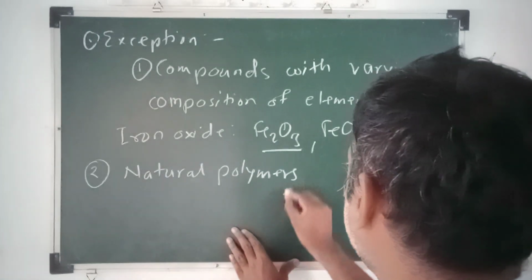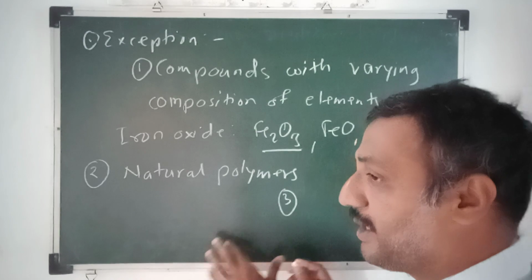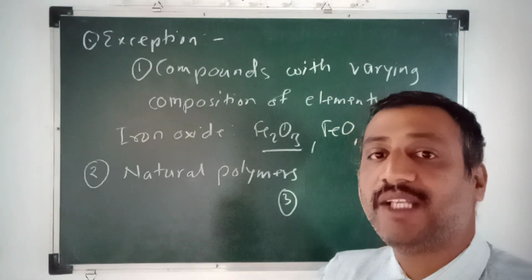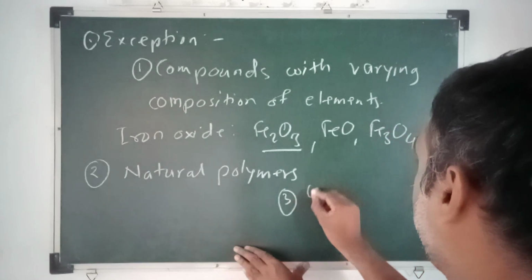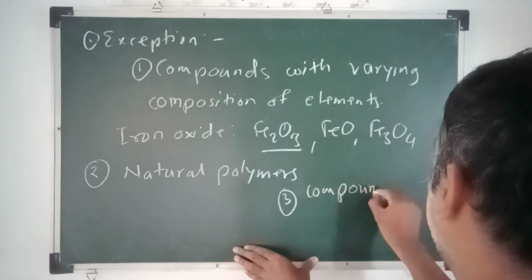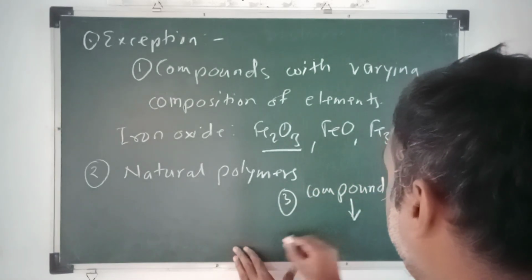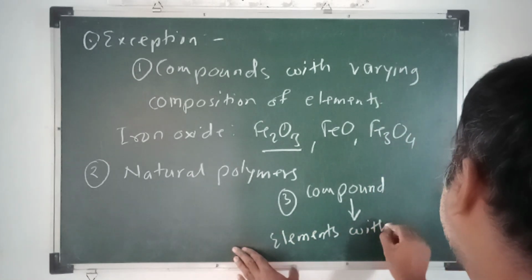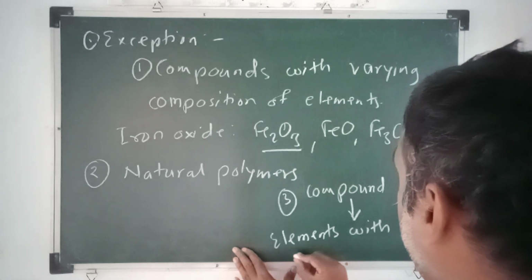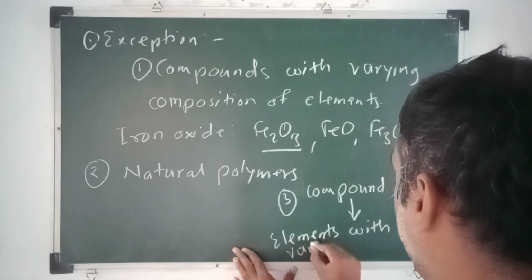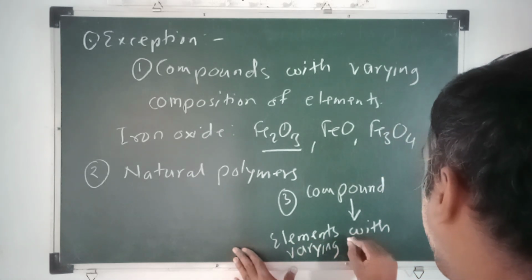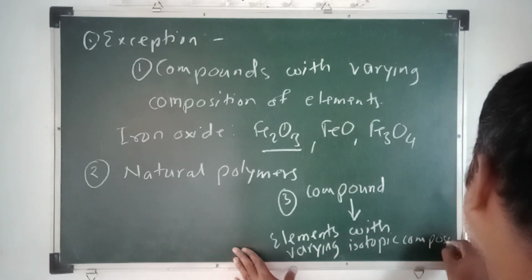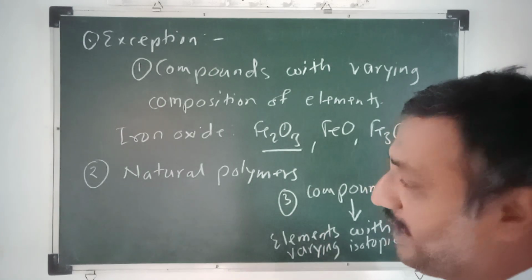And if the compound is made by elements with varying isotopic composition, of course a compound is formed by elements, but if it is formed with elements of varying isotopic composition, in that case also we can't apply the law.